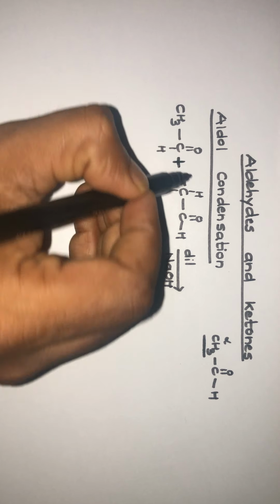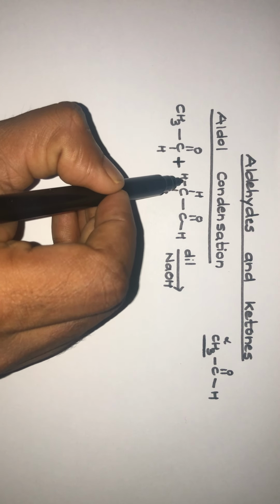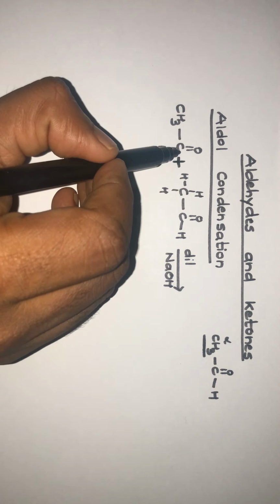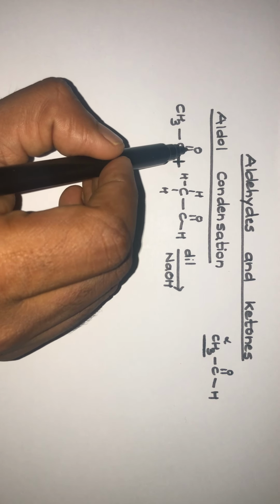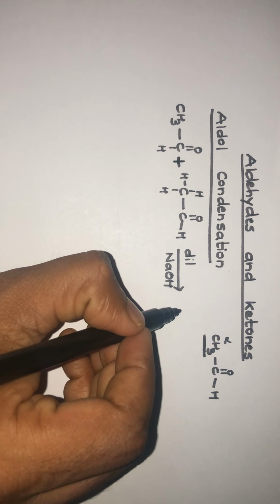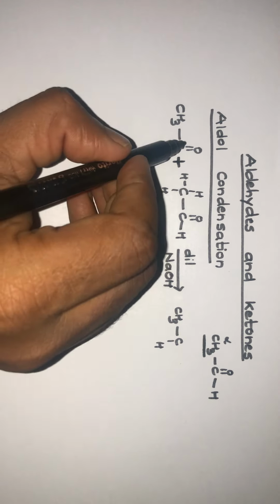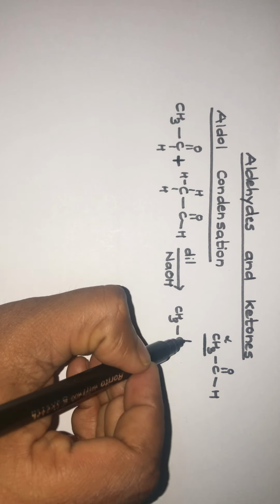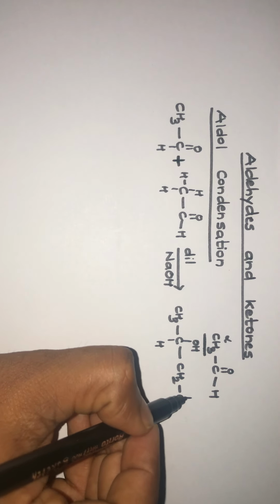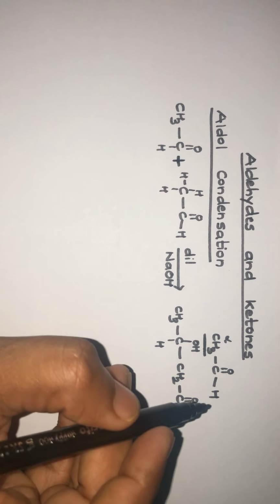So they undergo self condensation. That is, dilute NaOH abstracts a proton from this, so it will generate a carbanion. This carbon will attack this carbon, and the double bond O gets converted to single bond OH. So there will be a bond formation here. The molecule will be like this: CH3CH double bond O, this carbon attacks here, and the double bond O becomes single bond OH. So you get this compound.